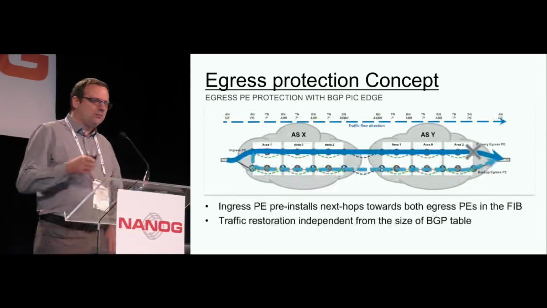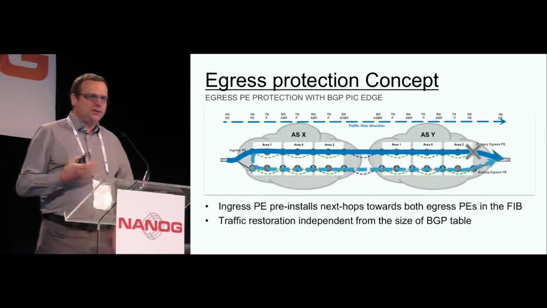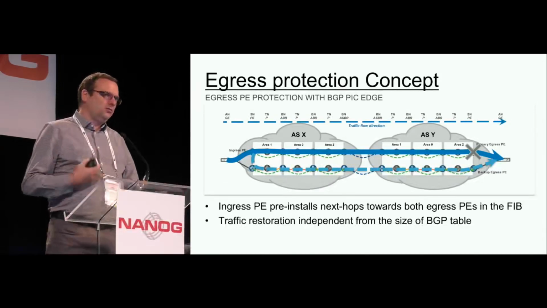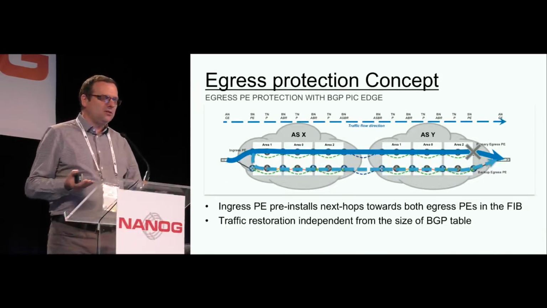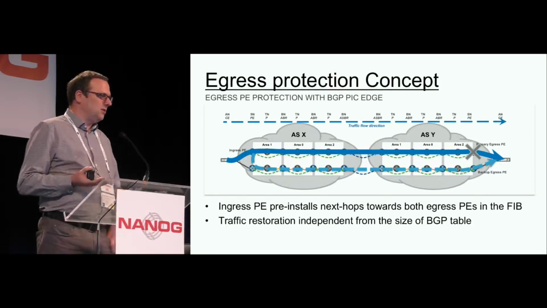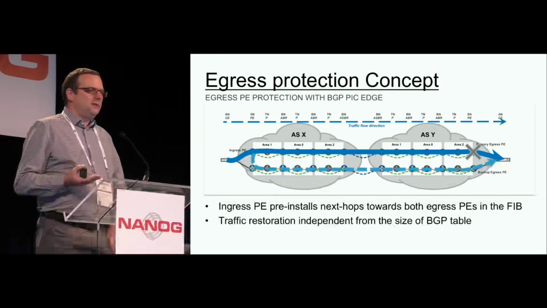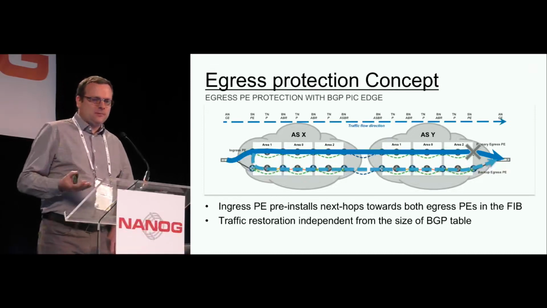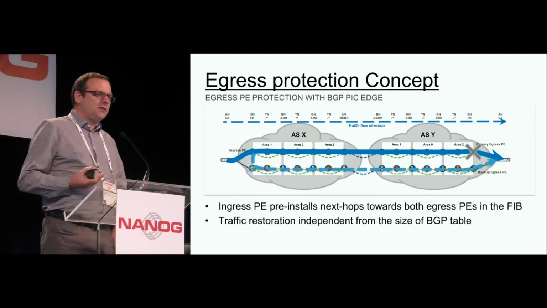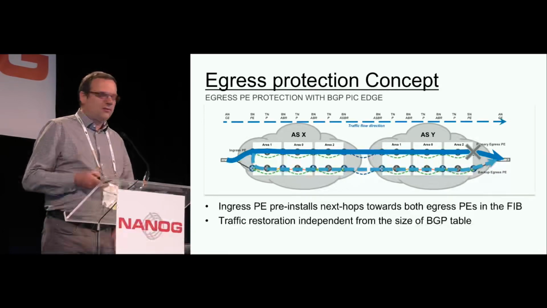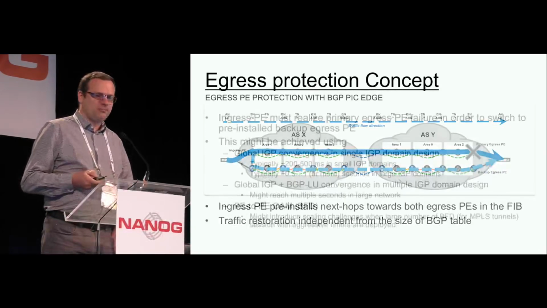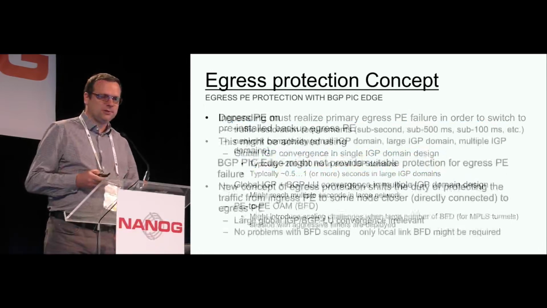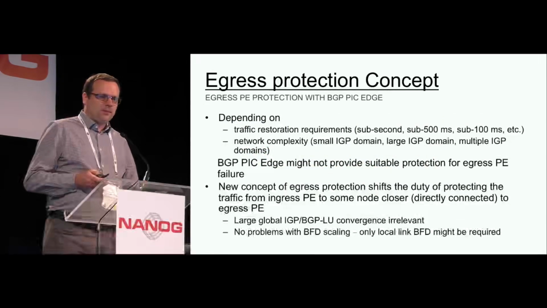Okay, when you run BFD from the ingress PE to the egress PE, of course, you can detect failures more quickly. You no longer depend on the IGP convergence to detect the failure of the egress PE node. You depend on the BFD convergence, or on the BFD timers, yes? But in very large networks, it can also be challenging to have aggressive BFD timers for a large number of PEs. And we are talking here about large networks. All right?